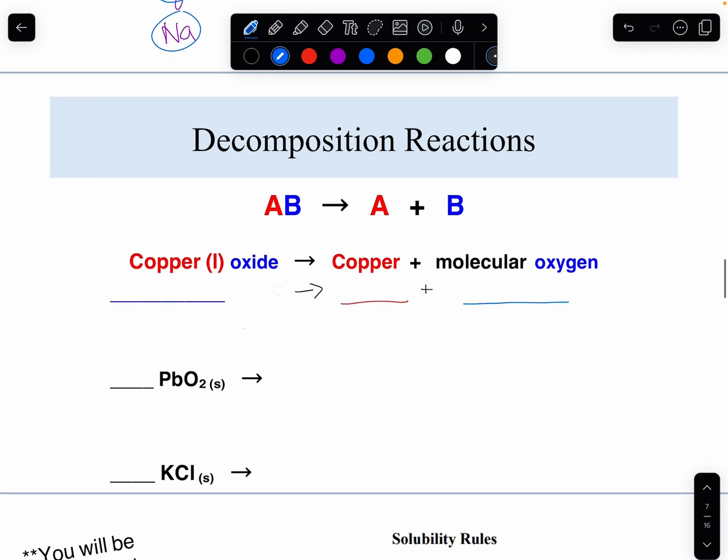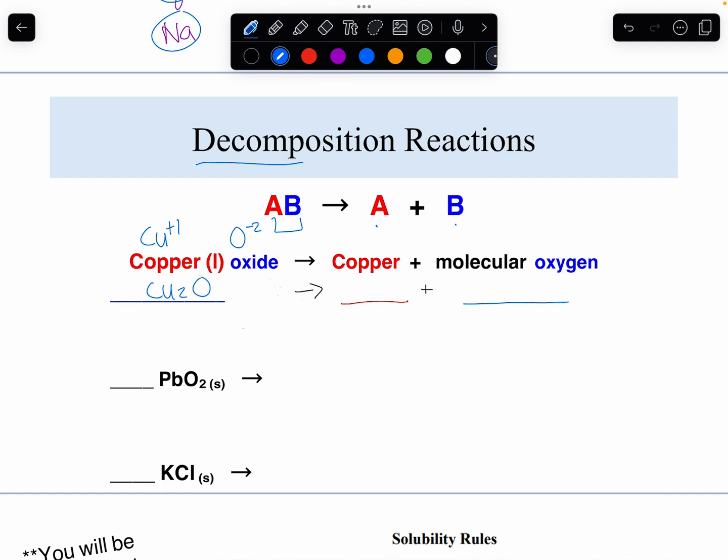All right, so let's take some of those rules and start doing another type of reaction, which is called decomposition. So what we have is one reactant, and it is breaking apart into its components. So for example, if we have copper oxide, if you are still struggling with this, make sure you go ahead and write your elements, and then you crisscross and come down.